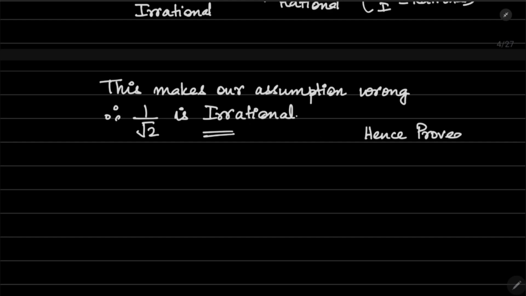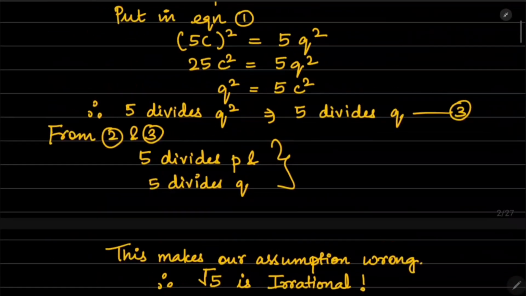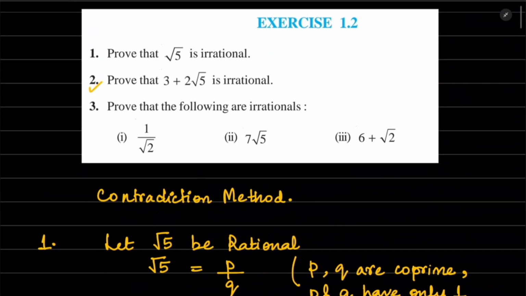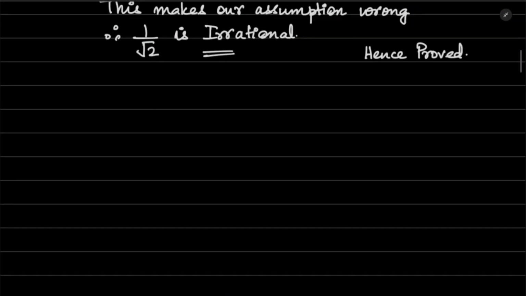So this is how you do your questions. The same way you should be able to try out 5 root 5 and 6 plus root 2. It's the same thing. Would you like me to try? Okay, probably you can try out 7 root 5. I will try 6 plus root 2. Okay, so let's go ahead and do the third one. The third one is 6 plus root 2. You have to prove that this is irrational.